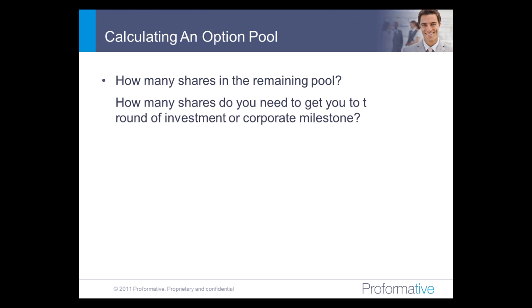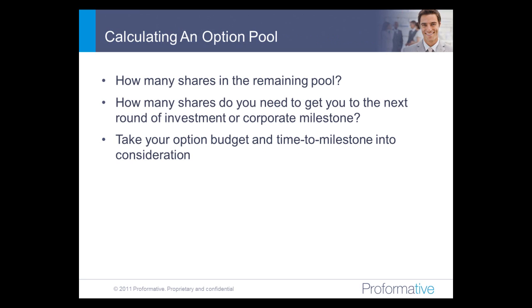Calculating an option pool. I'm going to hit this one really quickly because we've already touched a couple of things. First off, know how many shares remain in your existing pools. Then use your budget analysis and your forecast, as we just discussed, to understand how many shares you need to get to whatever that next thing is. For private companies, the rule of thumb is create an option pool that's big enough to get you to your next round of funding. That's when you'll carve out more shares and create your next option pool.